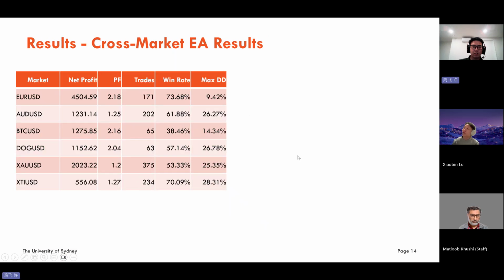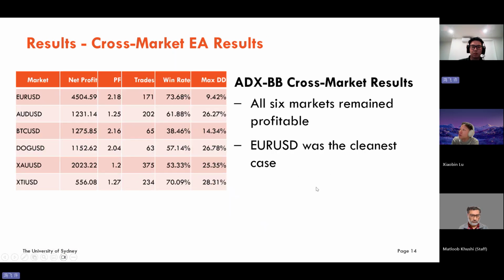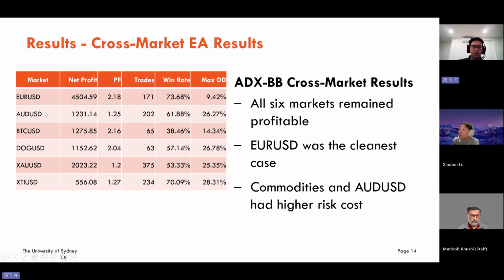So here are the results. I just put them here really quick, and all the results are listed here. This one is the ADX-Bollinger Band. All 6 markets remained profitable, and Euro USD was the cleanest case. Euro USD is right here, with 9.42 maximum drawdown and a reasonable trade number. The commodities and AUD USD had higher risk cost, which means they have higher drawdown.